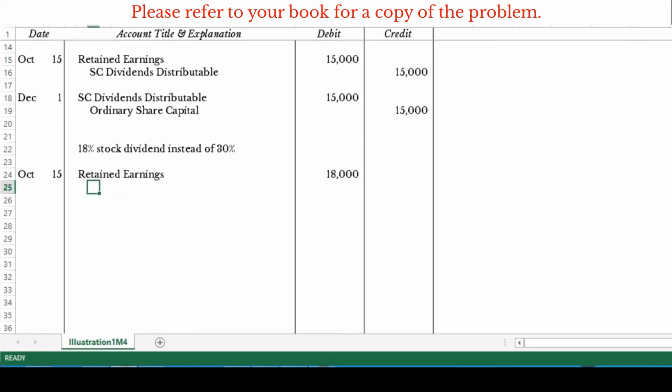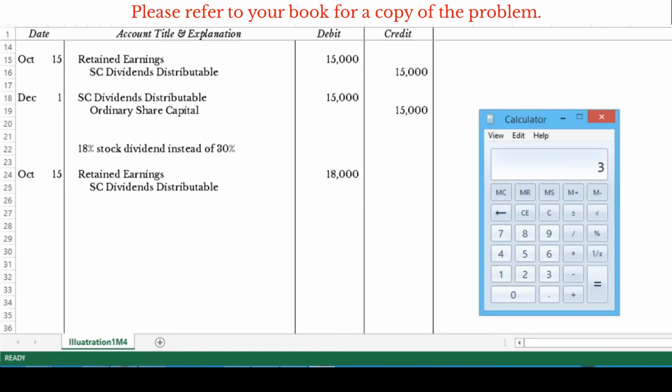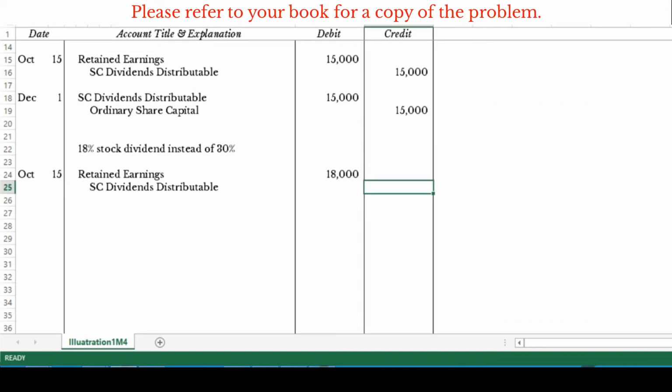Next, we will credit, of course, share capital dividends distributable, at the par value. So we have 360 shares times 25. So that would be 9,000. Then yung difference between the two, which is 9,000 ulit, would be credited of course to ordinary share premium. Alright, so in short, kapag small stock dividend, automatically sa date of declaration, may i-record ka na share premium because the dividends will be recorded at the market value.